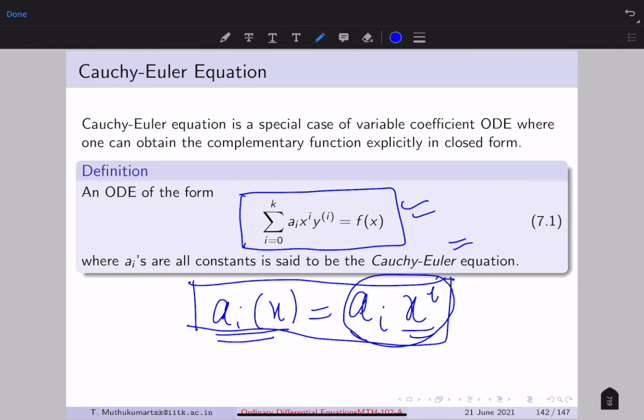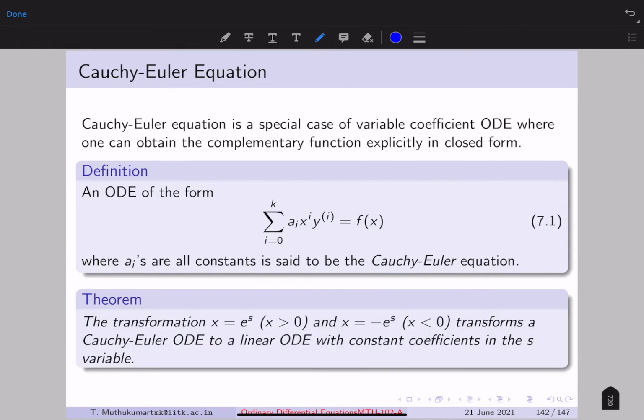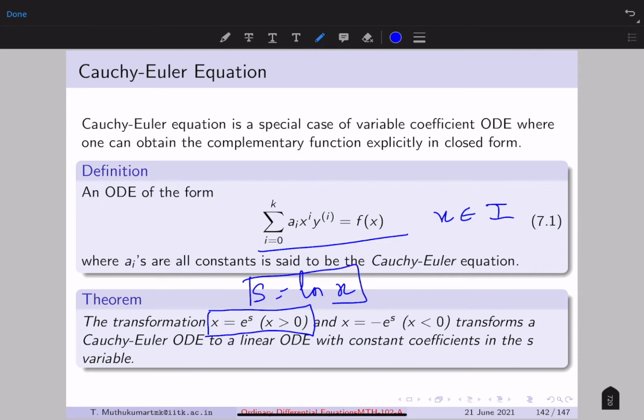Okay. What is the advantage of this form of ODE is that in this form of ODE, you can use this change of variable, this transformation. So depending on the domain, if this is a differential equation, then the x is coming from some interval I, right? So I could be on the positive line or on the negative line, or could intersect and so on, right? So depending on whether x is positive or negative, you can use this transformation. So when x is positive, you introduce this variable s, which is natural log of x. Okay, then more or less natural log of mod x. So depending on what is x, that's what I mean.